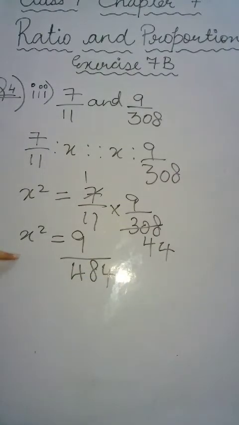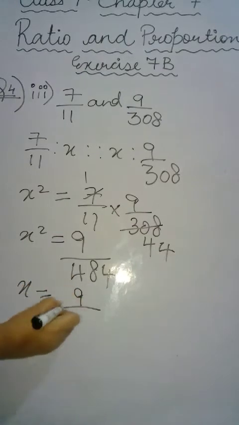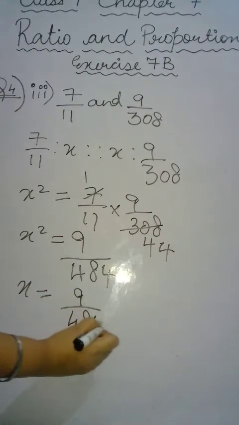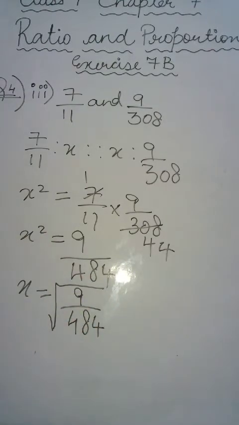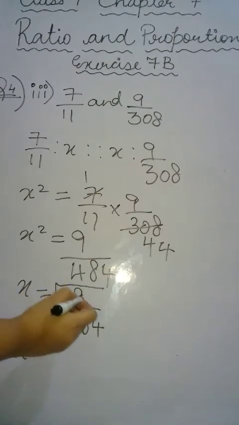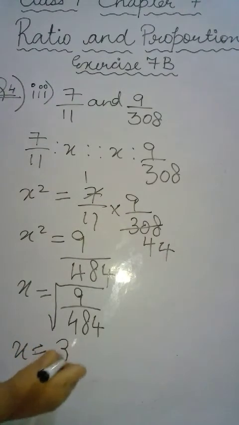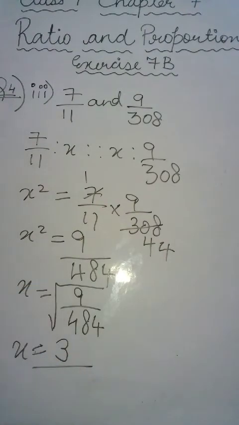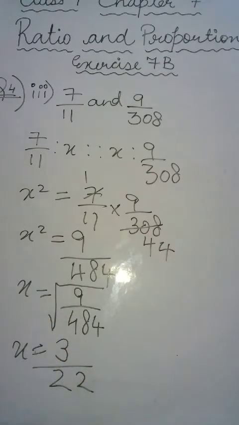You have to find out the value of x. When you write down x, the root will be applied over the number. You have to find out the square root. So x will be, what number multiplied 2 times gives 9, 3, and 3 upon 22. When you multiply 22 two times, you will get 484. So this is the value of x.